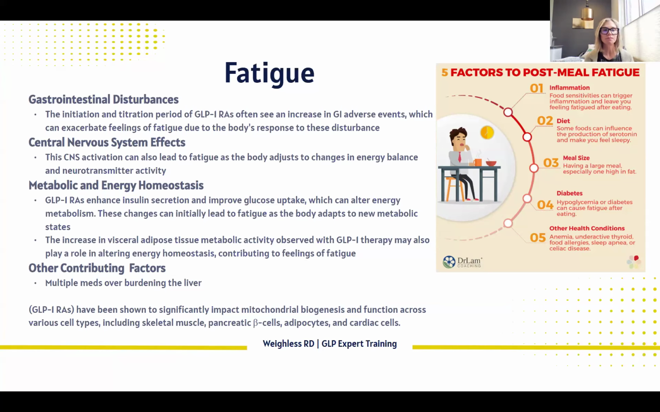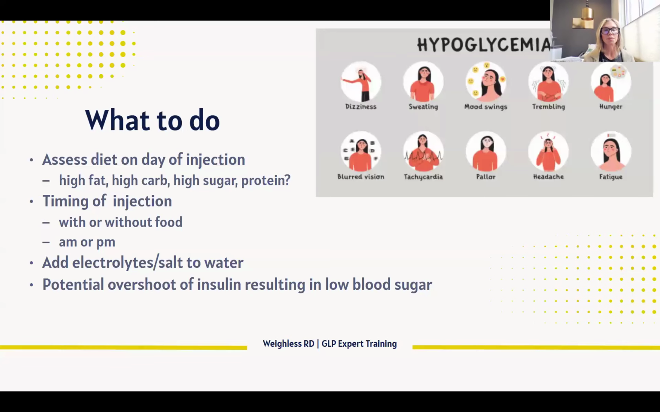When I think of fatigue, I think of the mitochondria because I wanted to know, okay, so we know that some things could be going on with these GLPs, but is it affecting the mitochondria of the cell? And the studies that I have found is that GLPs can actually improve mitochondrial biogenesis. So that's all positive because we all want improvements in our mitochondria. So that is not the reason for the fatigue. It's probably just the body adjusting and things along those lines.